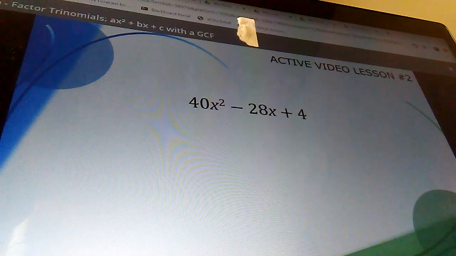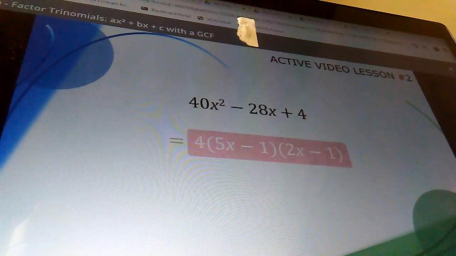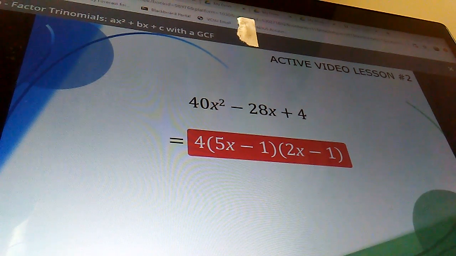Did you find that 40x squared minus 28x plus 4 equals 4 times the quantity 5x minus 1 times the quantity 2x minus 1? If not, go back and try the problem again. There may have been something you missed.